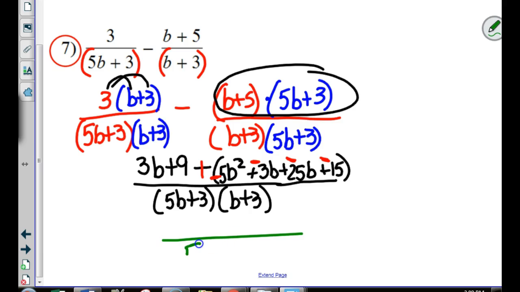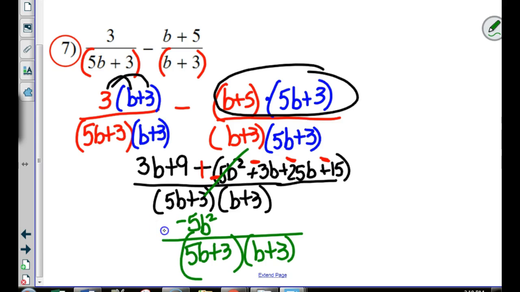Okay, final answer has a denominator of 5b plus 3 and b plus 3. Okay, what can we combine up top? Well, I'm actually going to start with the b squared, so there aren't any to combine, right? So it's a negative 5b squared. So I got rid of those. What about the plain old b's? Yes, this 3b and this minus 3b is 0. So I have a negative 25b, or whatever order you want to get it there. And then I have a 9 minus 15 back here is a minus 6.